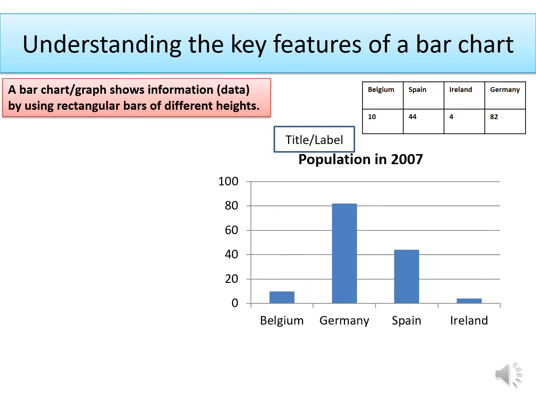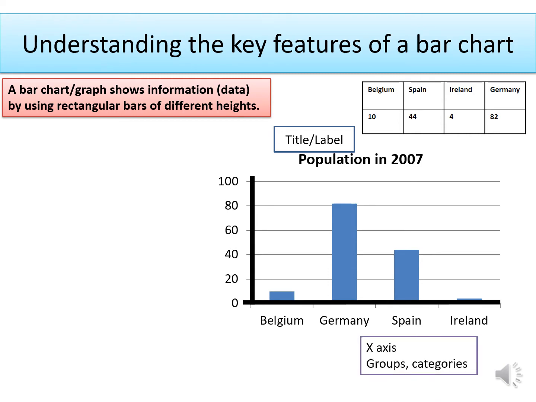A bar chart has a title, so we know what information is being described or measured. For example, here we're talking about population in 2007. Like any other graph, it has an x-axis and a y-axis on the vertical line. The x-axis usually shows groups or categories, like in this case the 4 countries, Belgium, Germany, Spain, and Ireland, but it could also show numerical data.